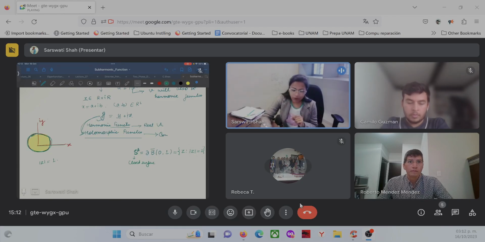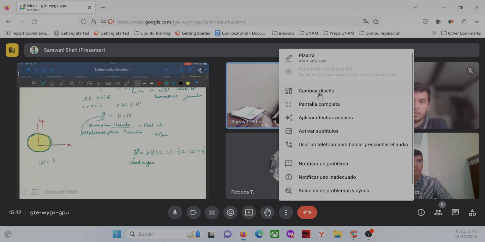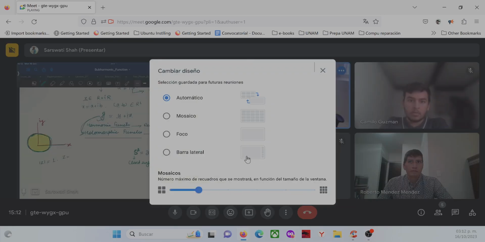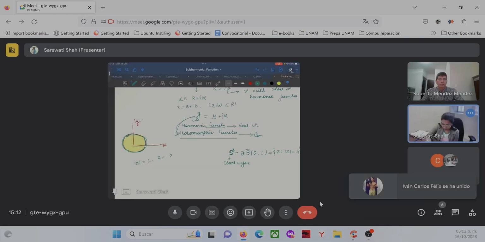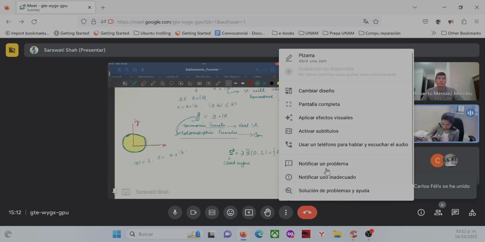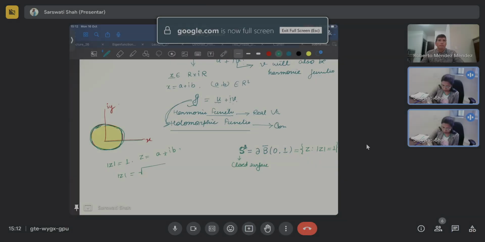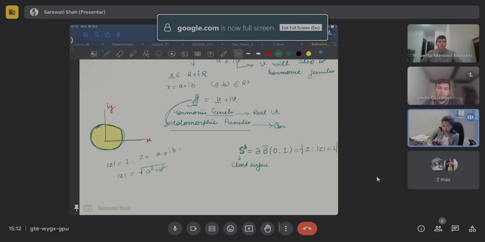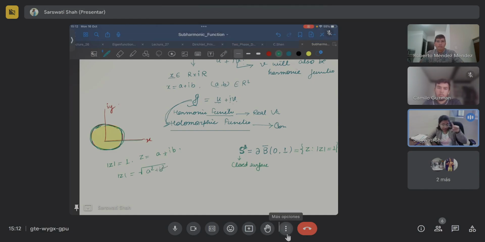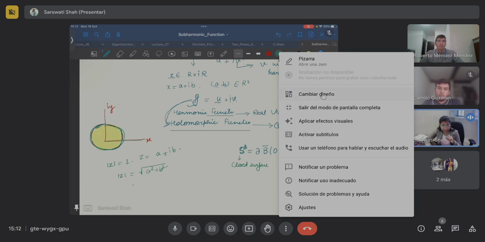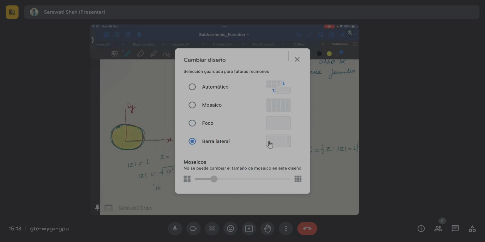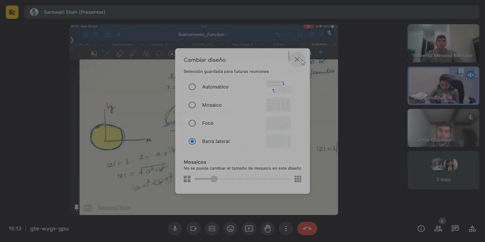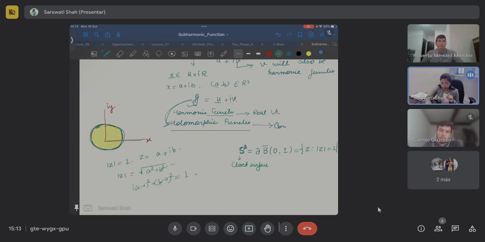If you take any point on the boundary, then its modulus is going to be 1, because J is defined as a plus iota b, and then the modulus of J will be under root of a square plus b square. Since a and b are on the boundary, and it is a ball with center 0, a minus 0 square plus b minus 0 square is going to give you 1. So because of that it comes 1.